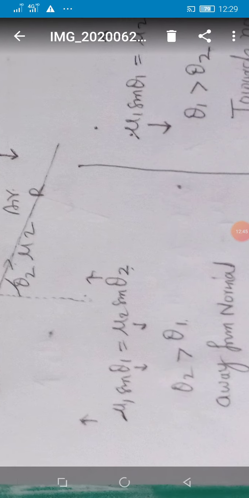Now you see the formula: mu1 sin theta 1 is equal to mu2 sin theta 2. The product has to be the same. In the case which I am discussing, mu1 is higher, so I have drawn the arrow upwards. Mu2 is less, I have drawn the arrow downwards. So in order to make the product the same, student, see here the catch. In order to make the product the same, theta 1 must be less than theta 2, student. Then only the product will come out the same. Since mu1 is higher, theta 1 must be less. Since mu2 is less, theta 2 must be greater.